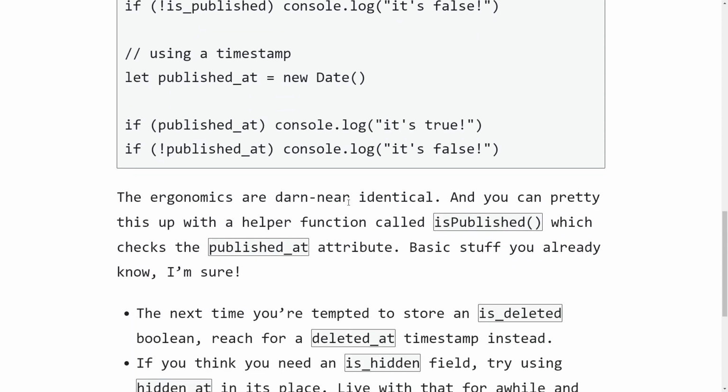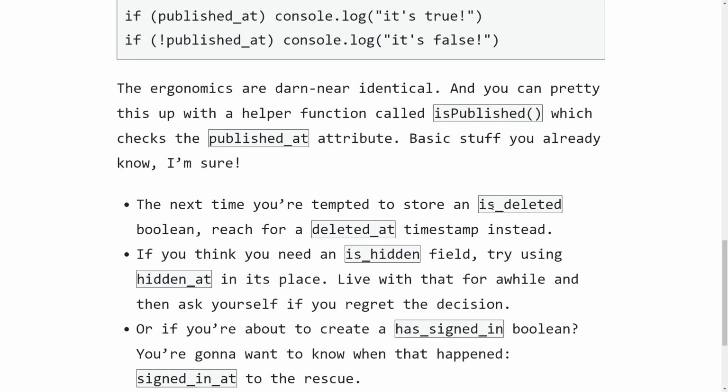The ergonomics are darn near identical, and you can prettify this up with a helper function called isPublished. We check the publishedAt attribute. Basic stuff you already know, I'm sure. Next time you're tempted to store an isDeleted boolean, reach for a deletedAt timestamp instead. If you think you need an isHidden field, try using a hiddenAt in its place.